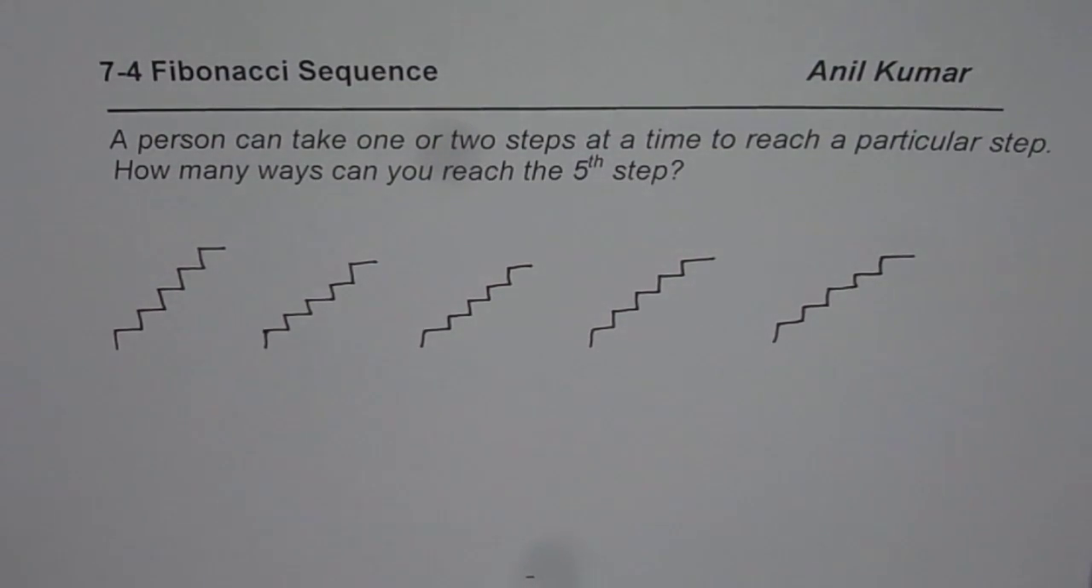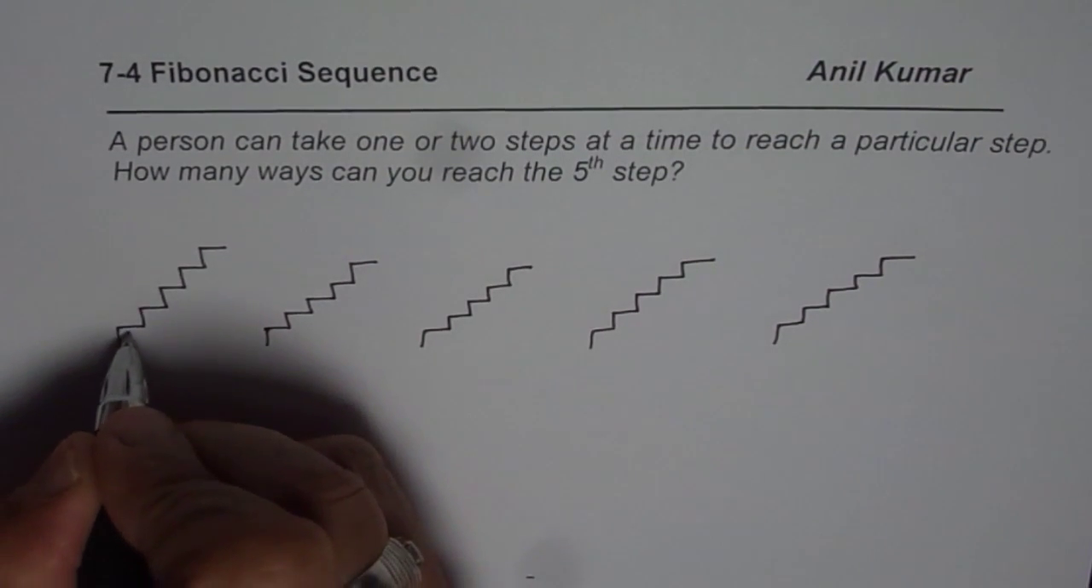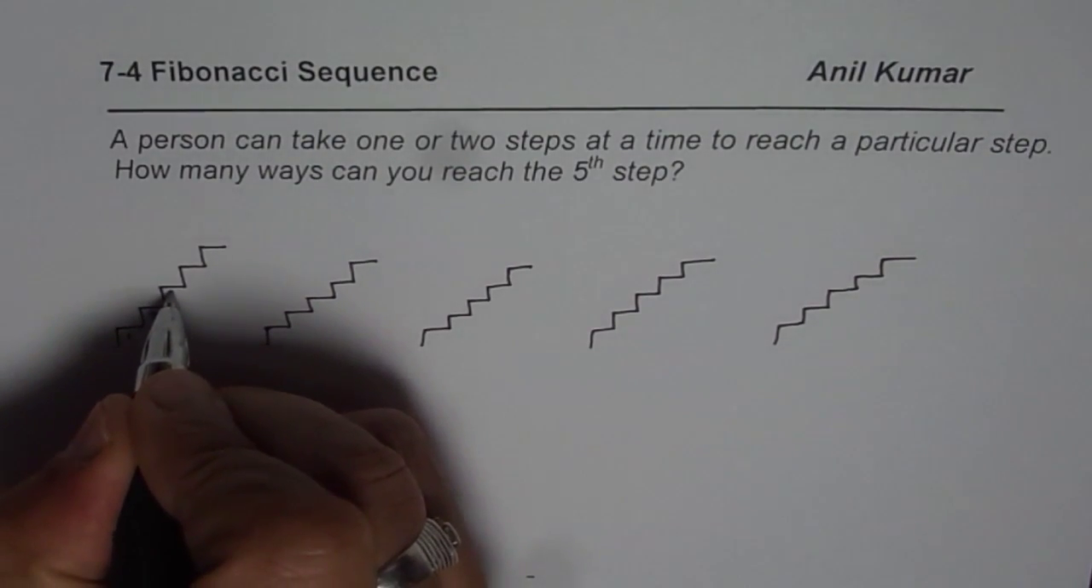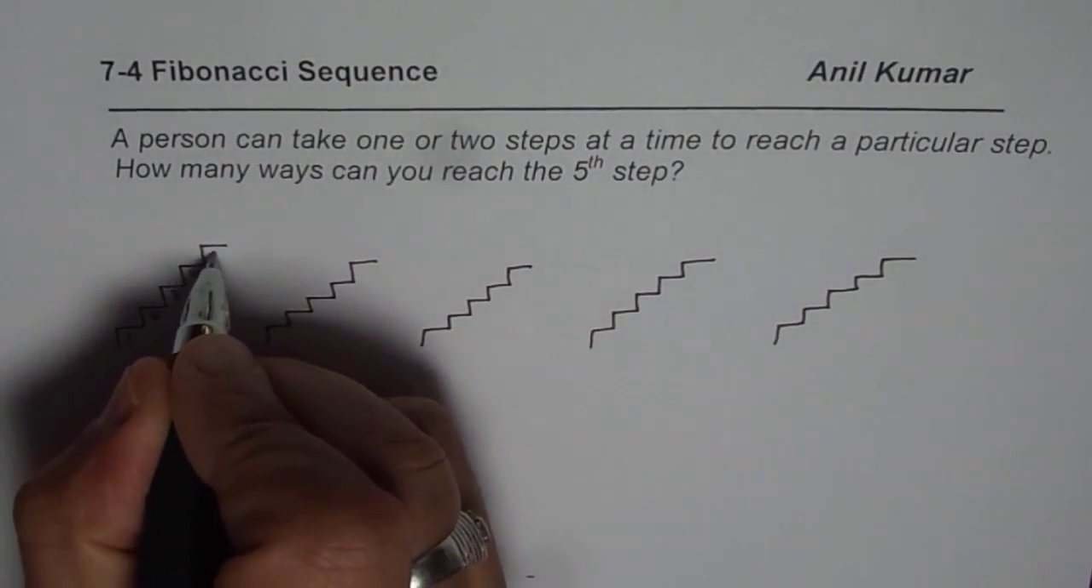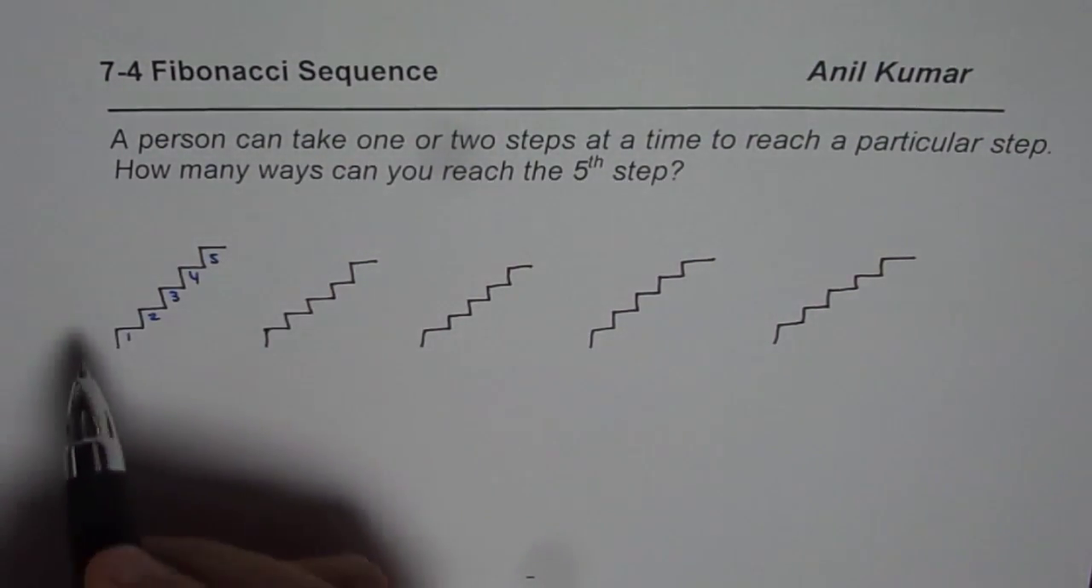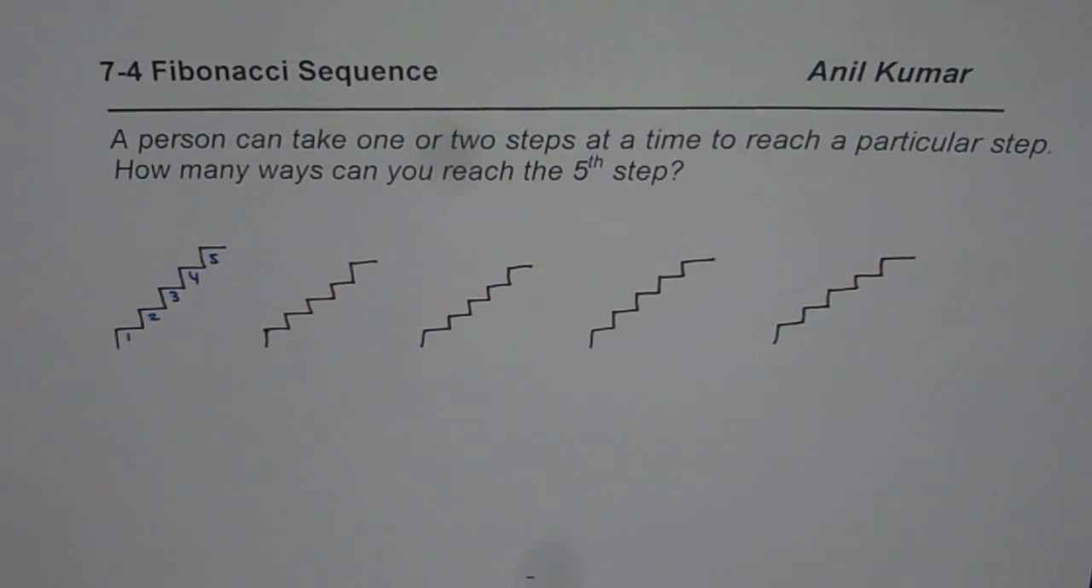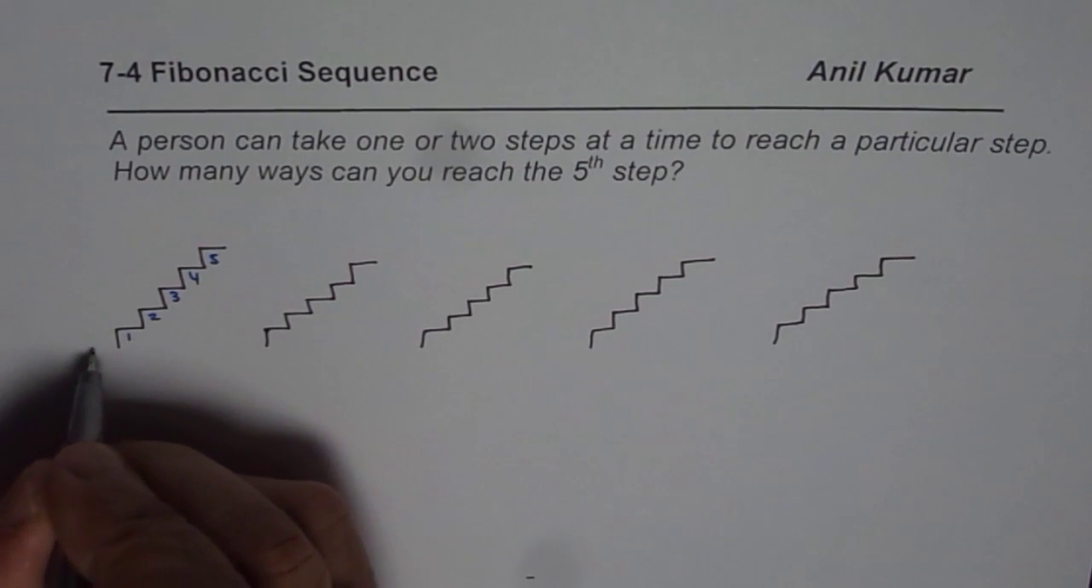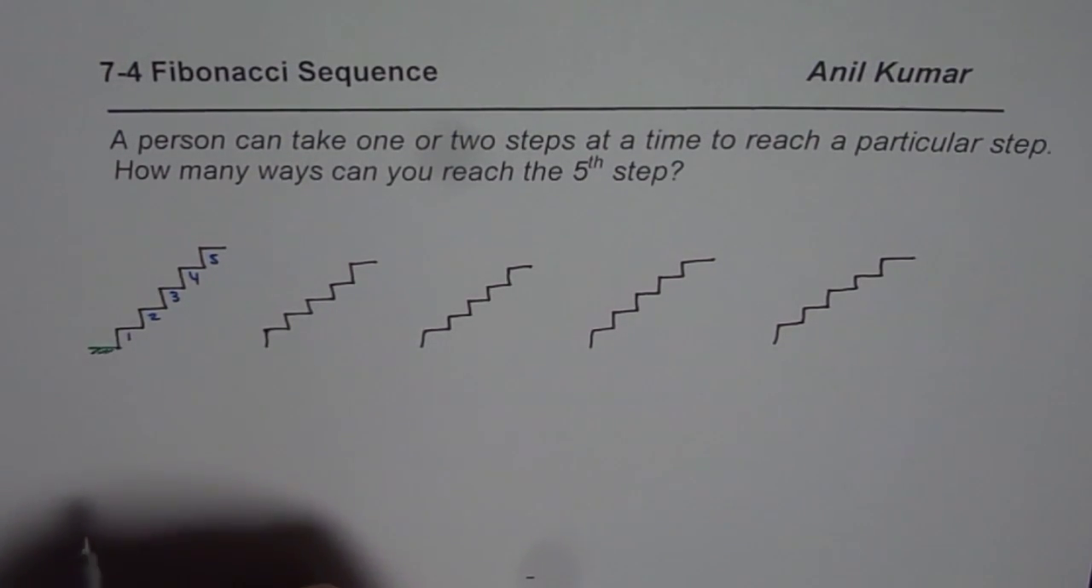Let us say these are our steps, and now we need to figure out how to reach the fifth step, right? So what we are saying is, this is step number 1, this is 2, this is 3, this is 4 and 5. We want to reach the fifth step. How many ways are there? So let us say that we are starting from the ground. So this is the ground level we are starting from.